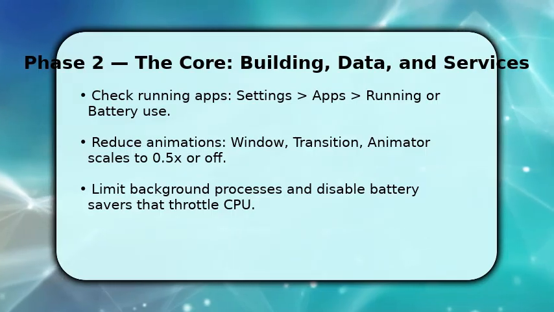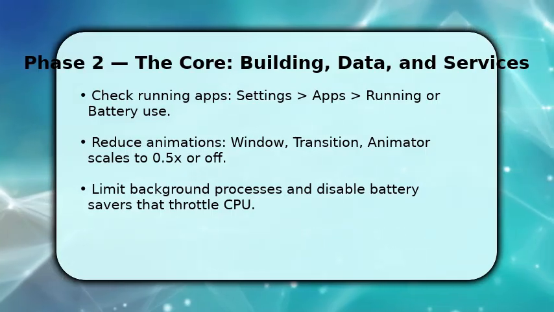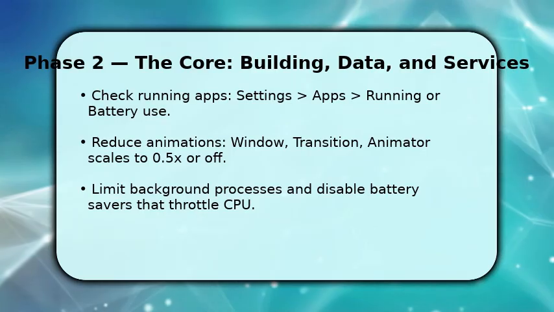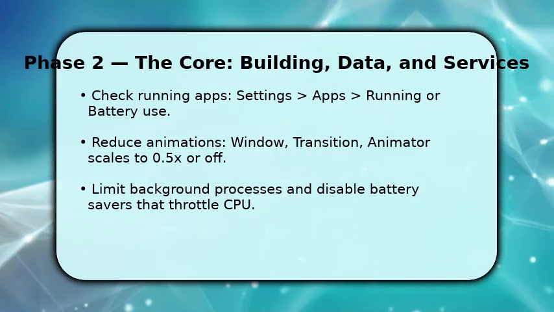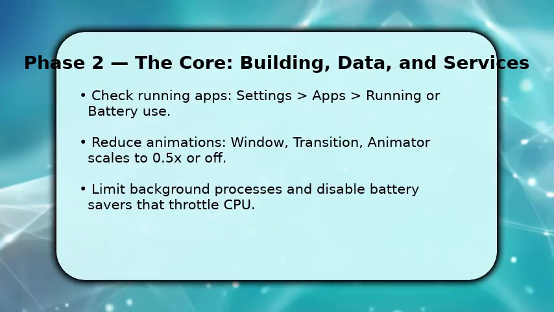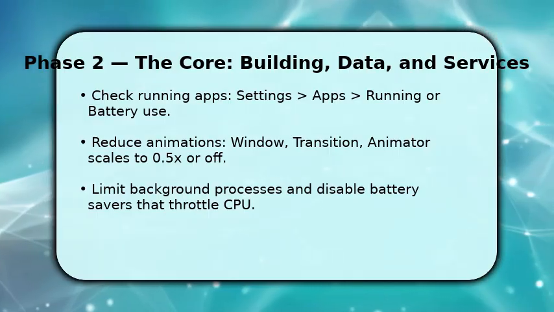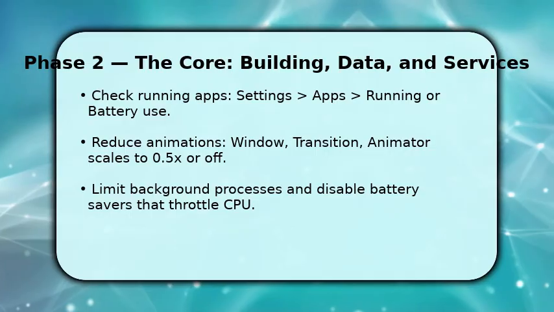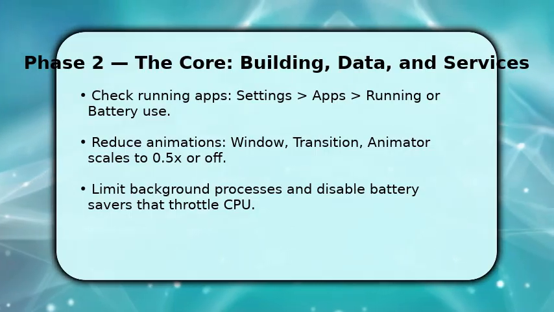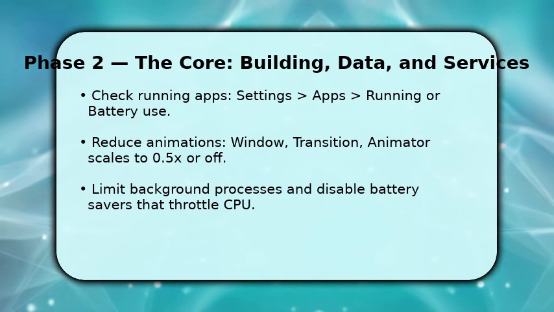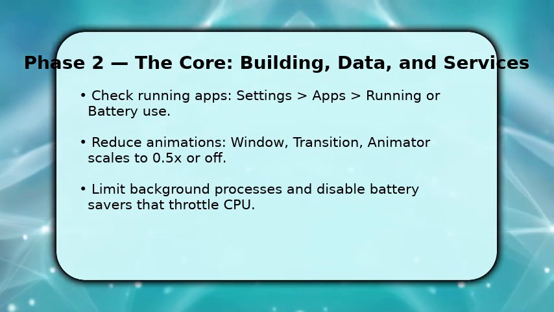Make sure to reduce UI animations in developer options. Set window, transition, animator scales to 0.5x or off to cut perceived lag. Also limit background processes to 1 or 2, and disable aggressive battery savers, which can throttle CPU. This balances responsiveness with power consumption.